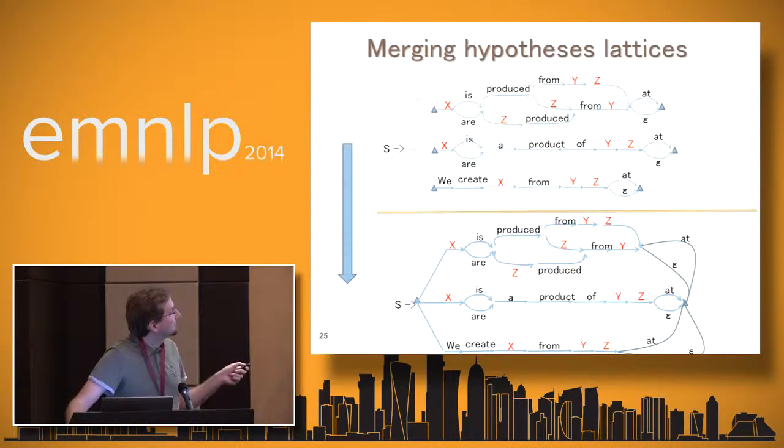So for example, let's consider this set of right-hand sides that are extracted from different examples, but translate the same part of the input sentence. The first thing we can say is that we can just merge all of them into just one lattice by merging the start position and end position of each lattice.